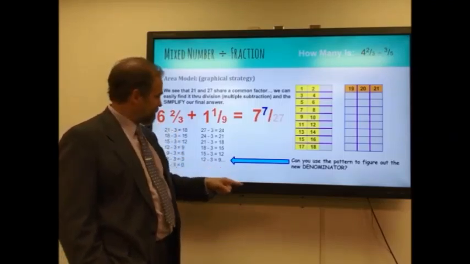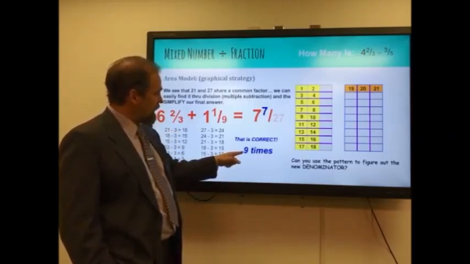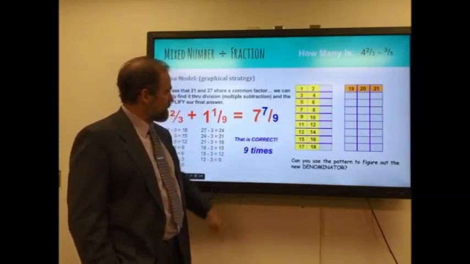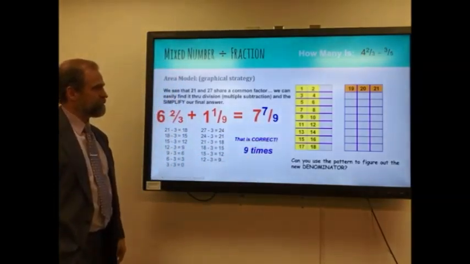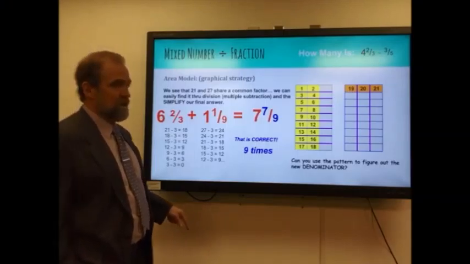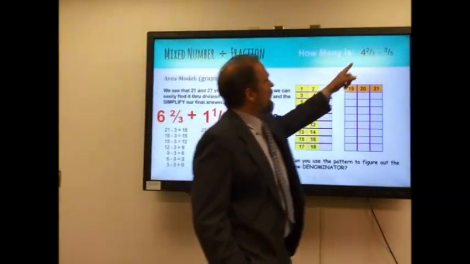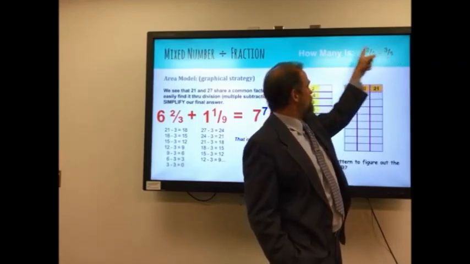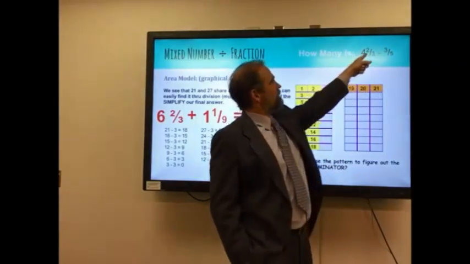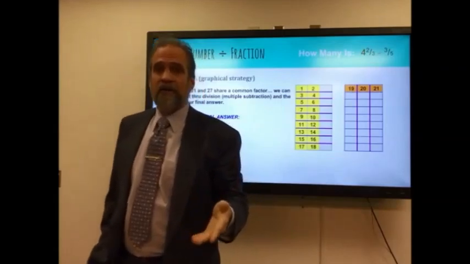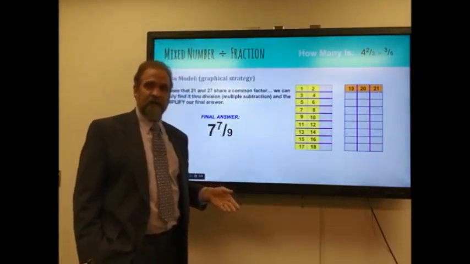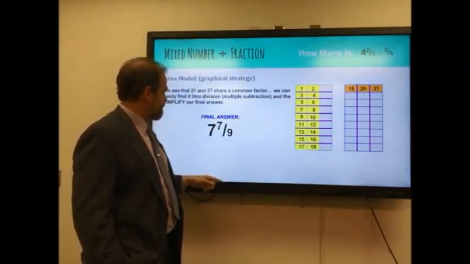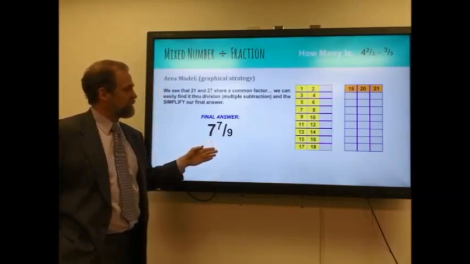Okay, welcome back. 9 times, which is your new denominator. And again, just like we talked about, when I divide by a number less than 1, my answer, the quotient, is going to be bigger than the dividend, the number I originally divided. There's an inverse relationship. Okay? And there's my final answer.